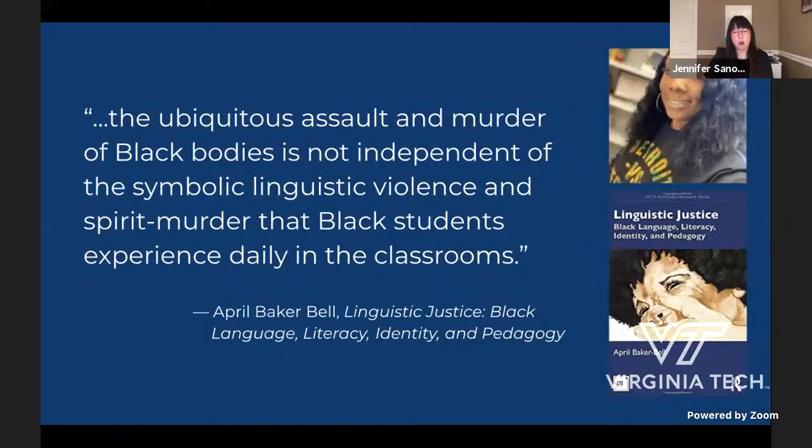As we do so, we'll need to ask ourselves, how must we redefine professionalism when we center Black lives, Black experiences, Black ways of knowing? How must we redefine appropriateness when we center Black lives, Black experiences, and Black ways of knowing? How must we redefine civility when we center Black lives, Black experiences, and Black ways of knowing?